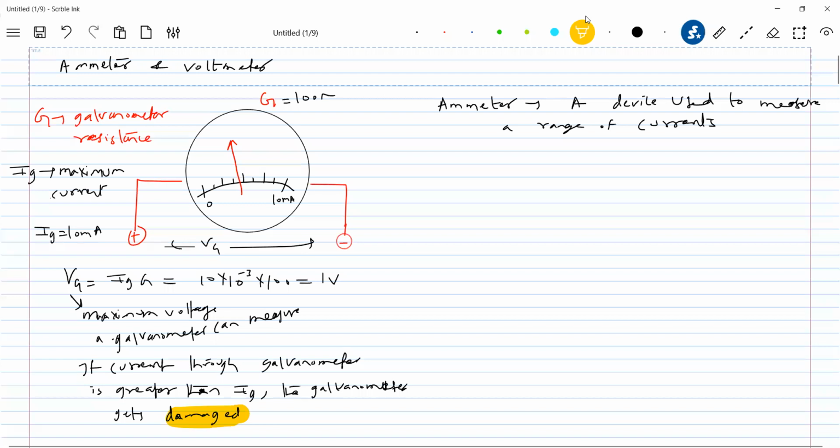Now the same galvanometer, I'm going to convert that into an ammeter. So for that, there's a galvanometer which will have galvanometer resistance, and there's a scale 0, 5, 10 milliampere. What is the value of this? 100 ohm.